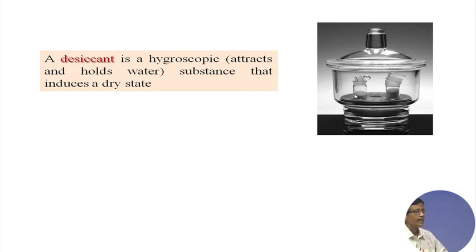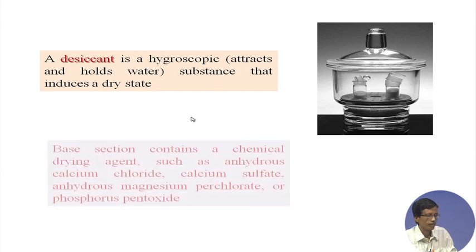So, how do we get these desiccators? Desiccators have a desiccant, which is a hygroscopic substance that induces a dry state. That means you have a hygroscopic matter put inside, and there is a porcelain disc over it, and above that we keep the sample, but you have holes created on this porcelain disc. The desiccant we can put is such as calcium chloride, and we all know that it is a nice material which can trap moisture easily from the environment.